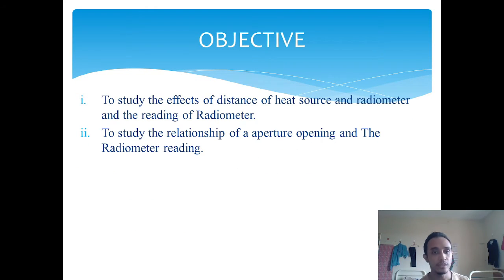So the objective is, number one, to study the effects of the distance between the heat source and the radiometer on the reading of the radiometer. Number two, to study the relationship of the aperture opening and the radiometer reading.